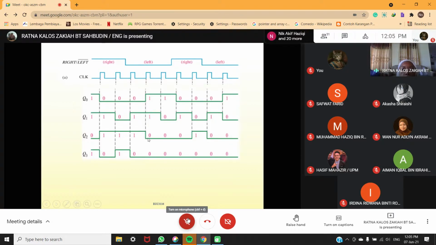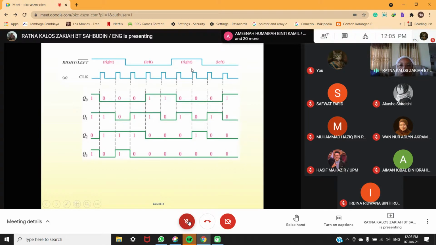So 0 here goes to Q2, 1 here goes to Q1, 1 here goes to Q0 here. So at this point, you see here, this clock still shift to the left. Okay, so 0 here goes to Q2, 0 here goes to Q1, 1 here goes to Q0. Until at this clock, shift to the right. Okay, shift to the right. Now here 1 go to here, Q0 goes to Q1, Q1 goes to Q2, Q2 goes to Q3.